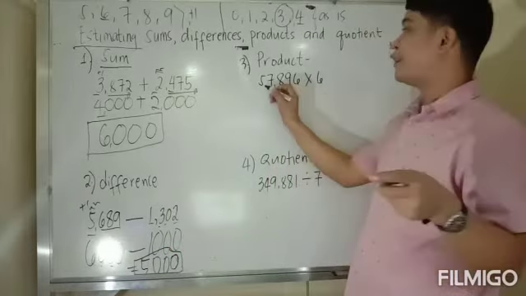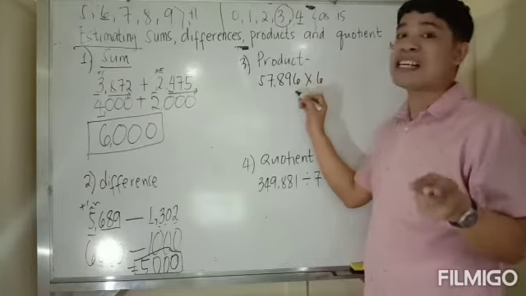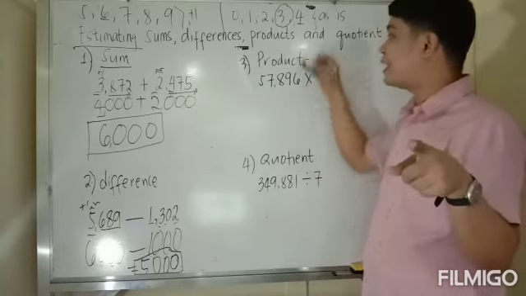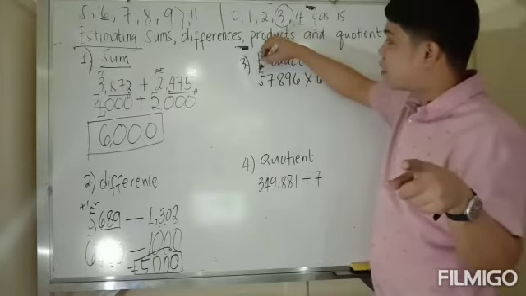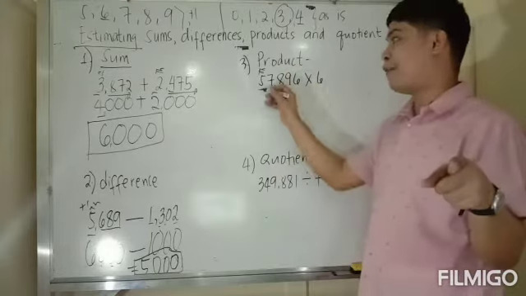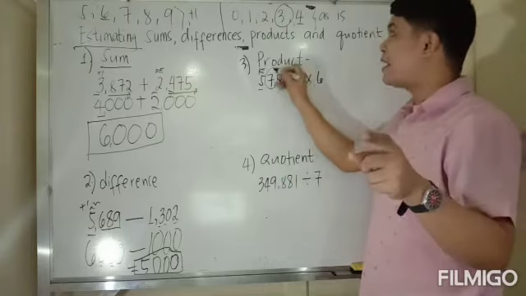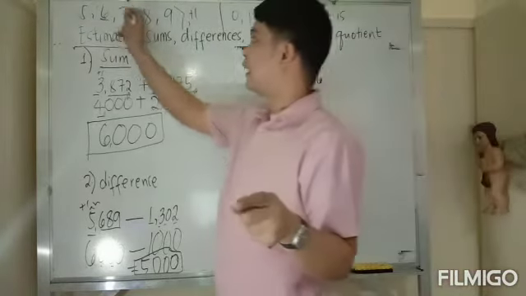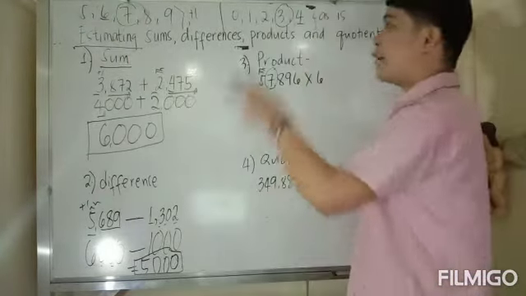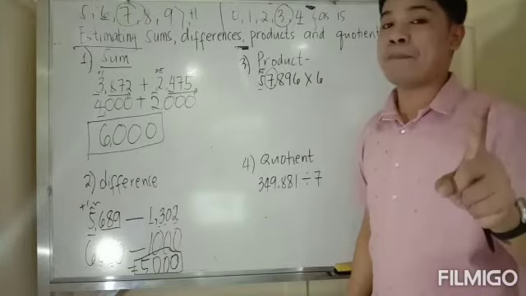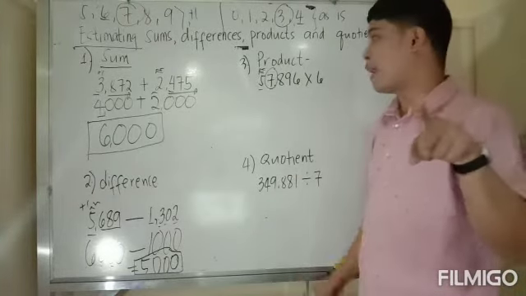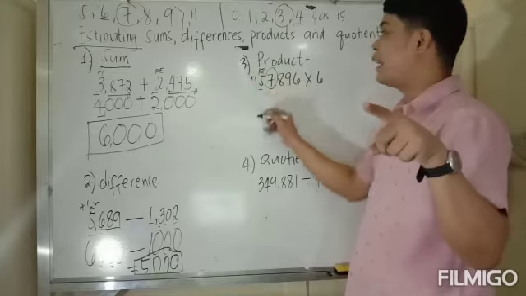So we have here 57,896. The highest place value is the 10,000s. So in the 10,000s, the digit there is 5. And then the nearest number of 5 is 7. 7 is a round up number. So meaning to say, if that is round up, you're going to add 1 to your target number. So 5 plus 1 equals 6.